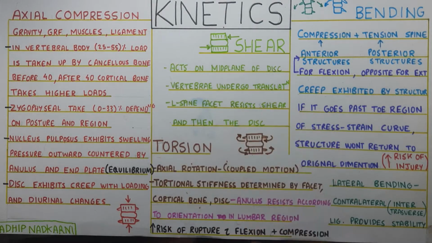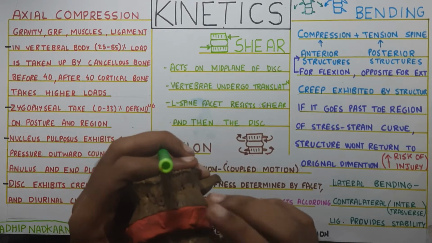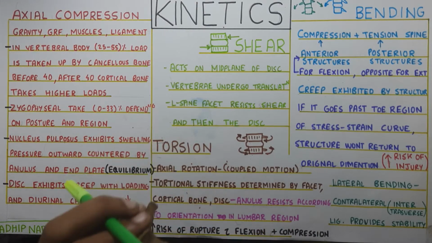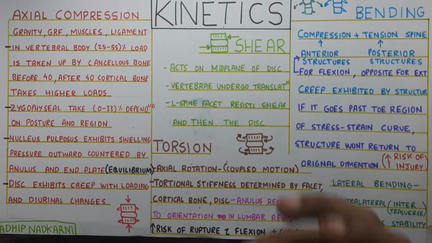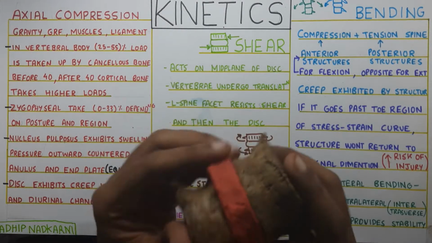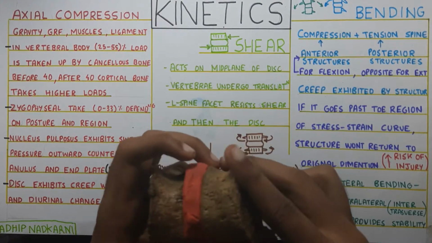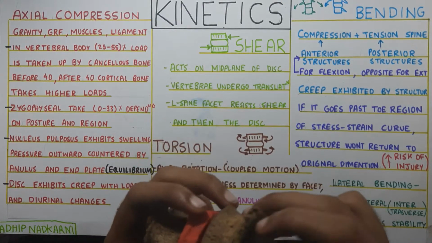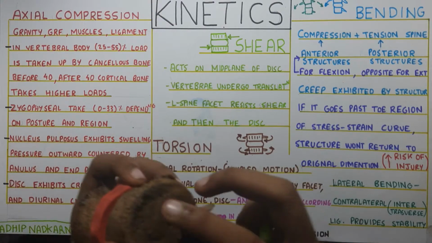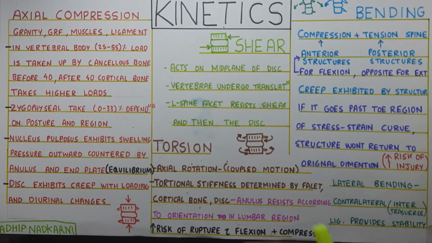But then again, along with the resistance that is being provided by the disc, there is also a high risk for rupture of the disc when there is flexion along with compression of the disc, and then if there is a rotation, there is very high chance of rupture of the disc. So that is a risk factor that is involved in the torsional forces.